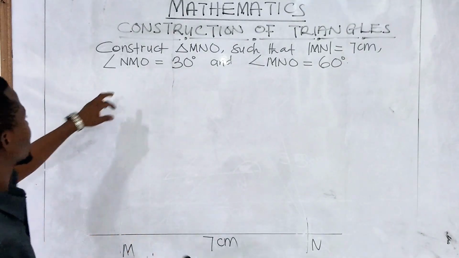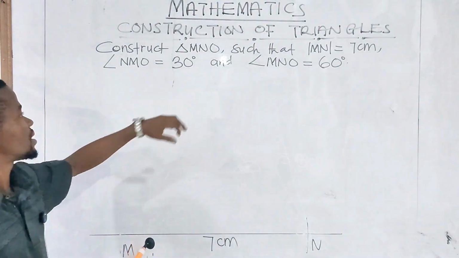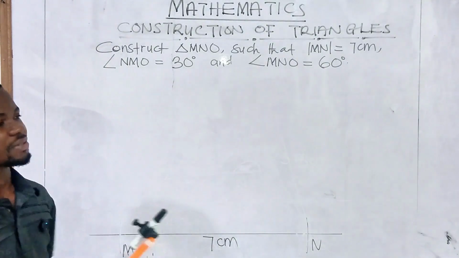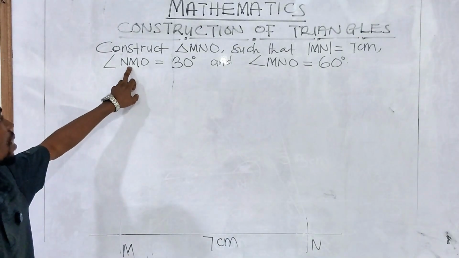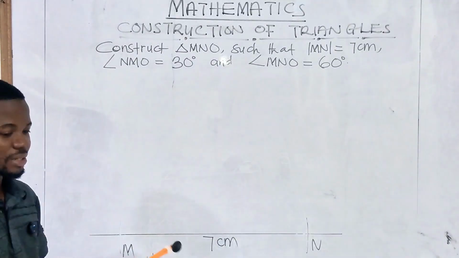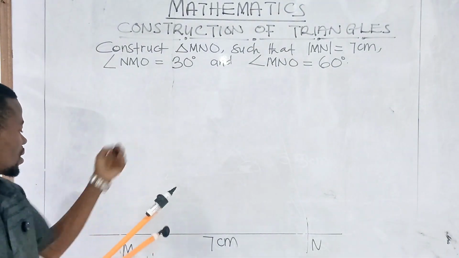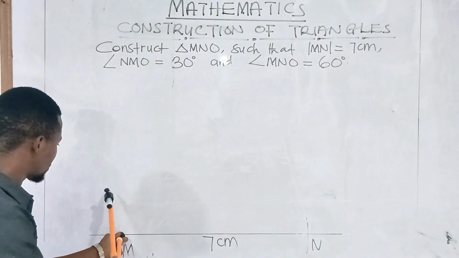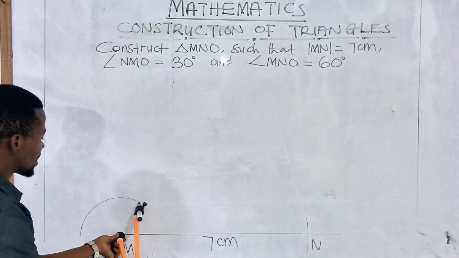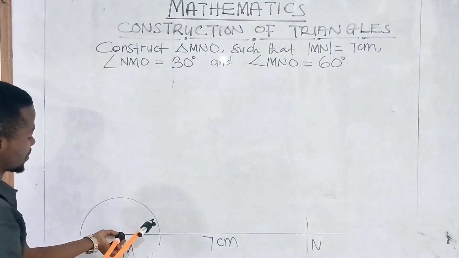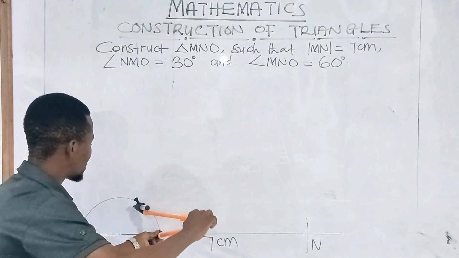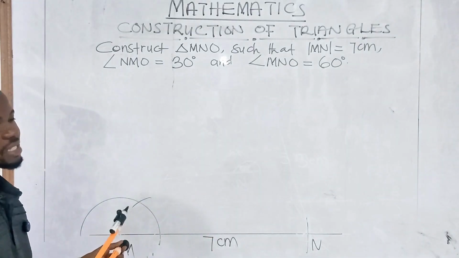Now I'll construct angle 30 degrees at M, since angle NMO is 30 degrees. So the one in the middle, I'll construct the angle there. This is M, so I'll construct 30 degrees here. First of all, I have to open to a convenient radius, then I make a semicircle here. Now I'll stand here and then I'll strike an arc. This arc is 60 degrees.